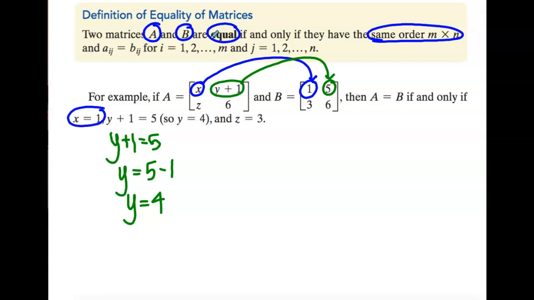And then matrix element Z corresponds with 3. Oh, and then they also have to have the same elements.